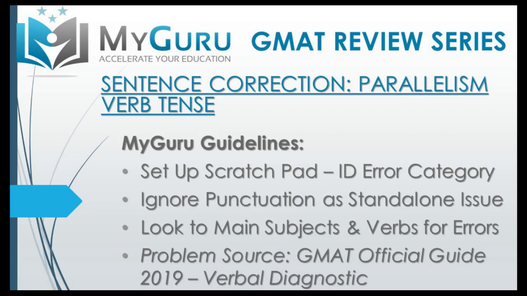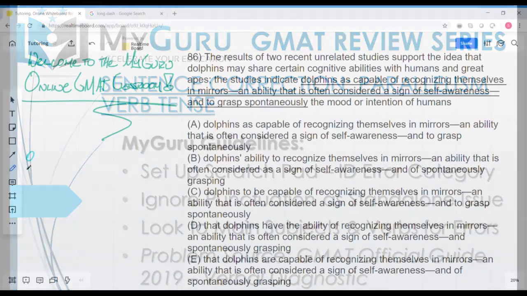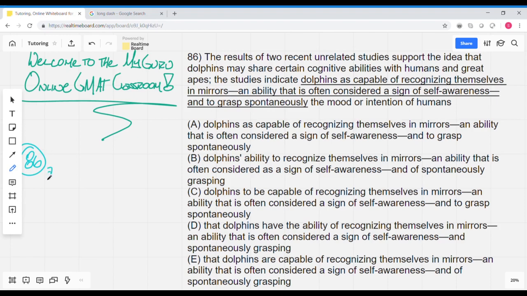Today we're going to take a look at a sentence correction from the official GMAT diagnostic exam. First, as always, we're going to set up the scratchpad with just the question number, our answer choices to facilitate process of elimination, and then a line where we will put down the error if we identify one.